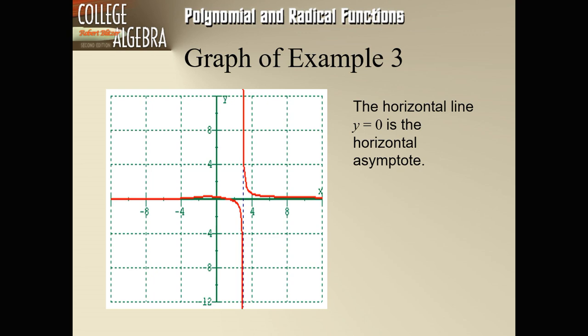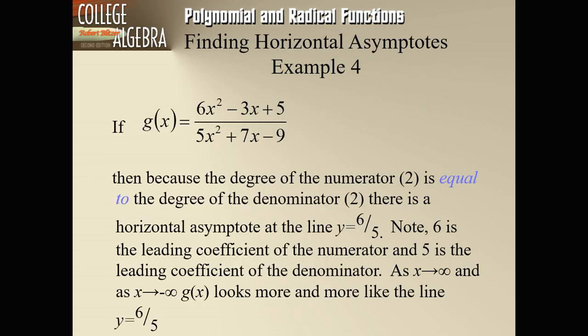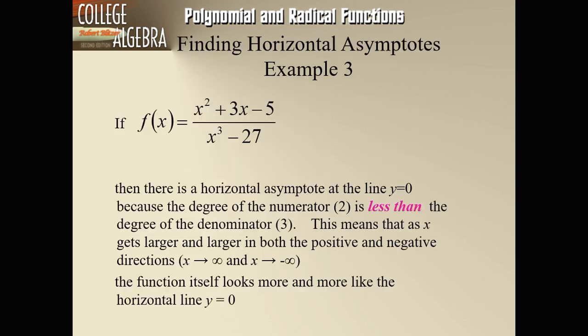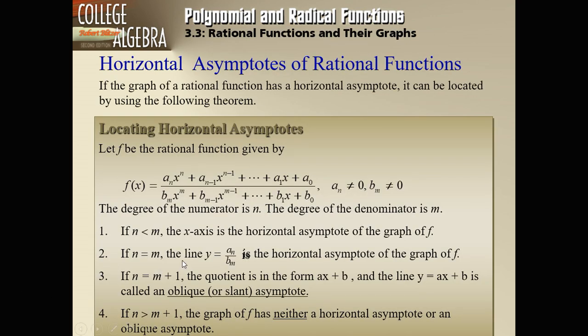Anyway, para mas magets natin, let's have another example. If g of x is equal to 6x squared minus 3x plus 5 over 5x squared plus 7x minus 9. Okay. So, because the degree of the numerator is equal to the degree of the denominator, then there is a horizontal asymptote at the line y equal to 6 over 5. Okay, so balik tayo pag ganito. Pag equal daw siya, anong sinabi dito? The line is y equal to a sub n over b sub m, or the numerical coefficient ng leading term natin.